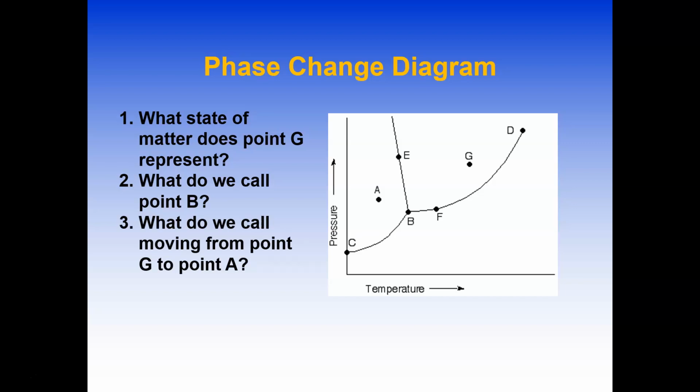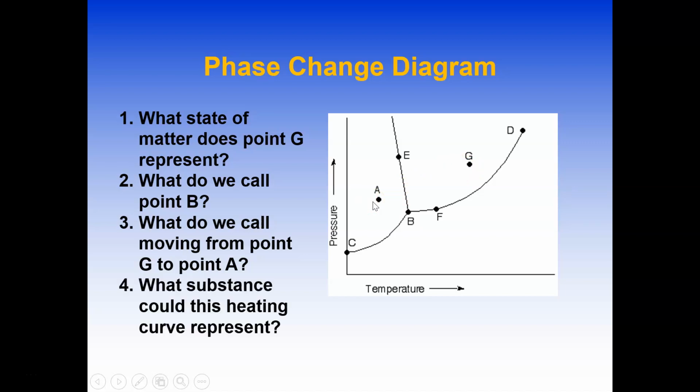Number 3 asks us, what do we call moving from point G to point A? So we already said that G was a liquid and A is a solid. So if we go from G to A, that means we are going through freezing. And number 4 asks us, what substance could this heating curve represent? One of the things I quickly noticed was how wide the Y was in it. So I instantly said that it could have represented water.